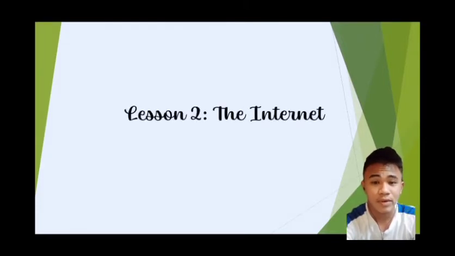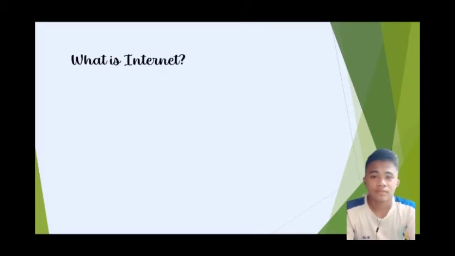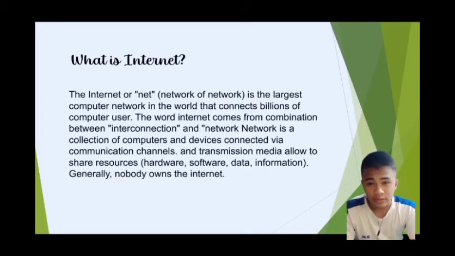My task is to report the lesson on the internet. So what is the internet? The internet, or network of networks, is the largest computer network in the world that connects billions of computer users. The word internet comes from the combination of interconnection and network. So what is a network? A network is a collection of computers and devices connected via communication channels and transmission media, allowed to share resources such as hardware, software, data, and information.